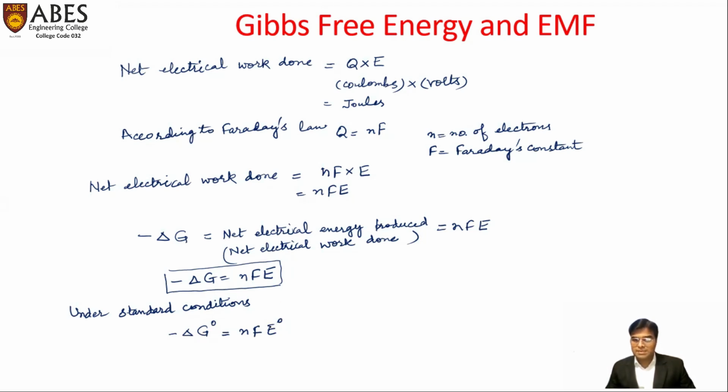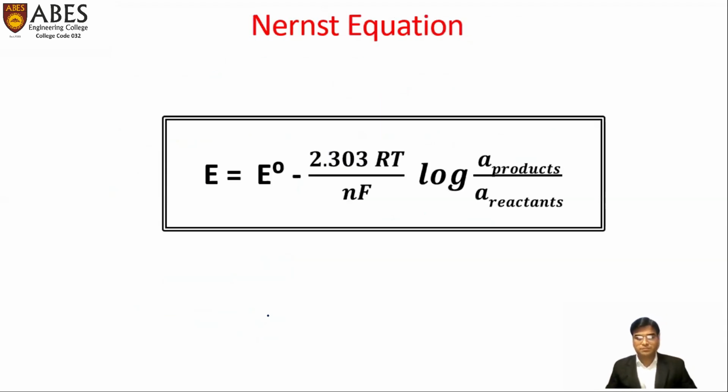But in practical cases, the experiments are not done always under the standard condition. So how can we get the potential values under those conditions which are different from the standard conditions? For this, we need the Nernst equation. This is the Nernst equation: E equal to E naught minus 2.303 RT upon NF log A product upon A reactant. This A represents the activity of the product, and here A represents the activity of the reactant.